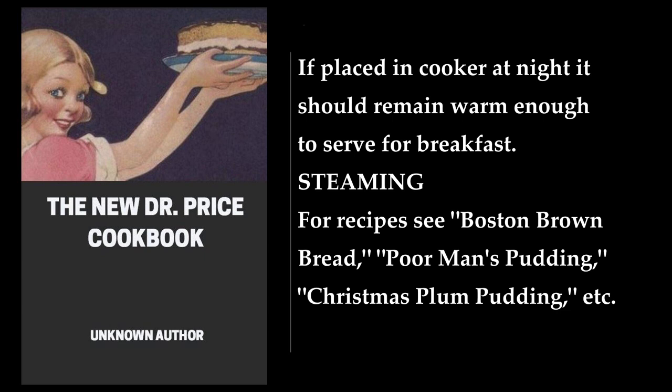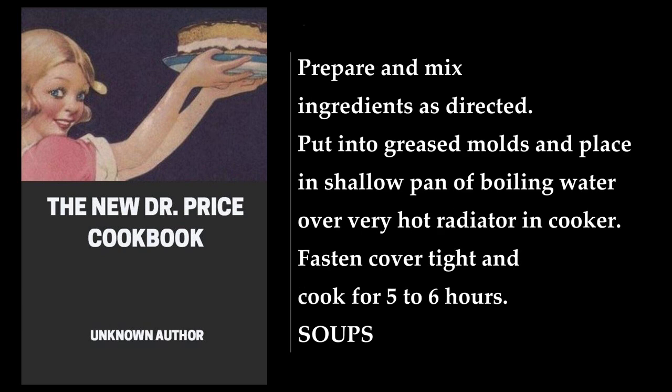Steaming. For recipes see Boston brown bread, poor man's pudding, Christmas plum pudding, etc. Prepare and mix ingredients as directed. Put into greased molds and place in shallow pan of boiling water over very hot radiator in cooker. Fasten cover tight and cook for 5 to 6 hours.